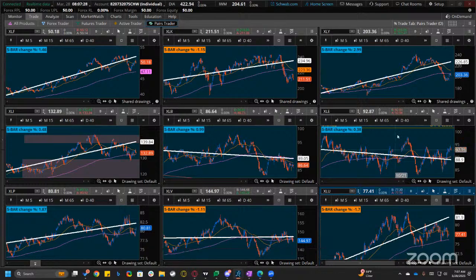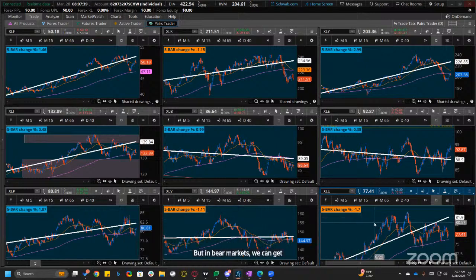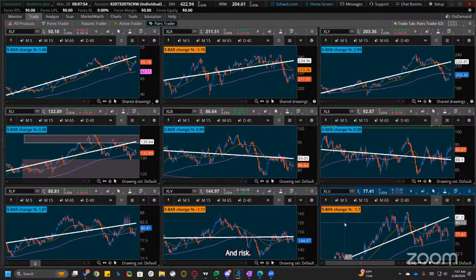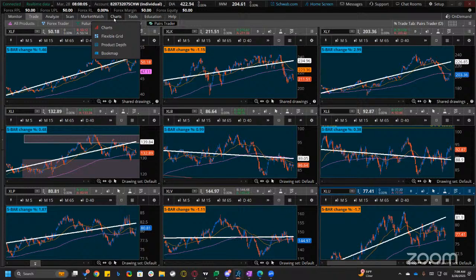And sure, we've got green tags, blue tags showing positive 3%, 2%. But in bear markets, some of the biggest moves in history have come to the upside. So we can get up days, we can get multiple days to the upside. But this is just a whole lot of weakness and risk and big signals that could drop us to the downside. Doesn't mean we're going to go down, but we're primed for some big moves.